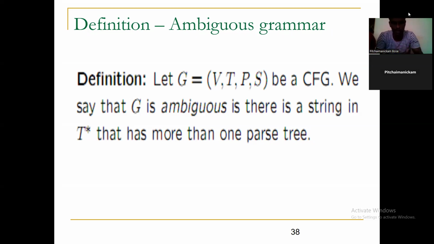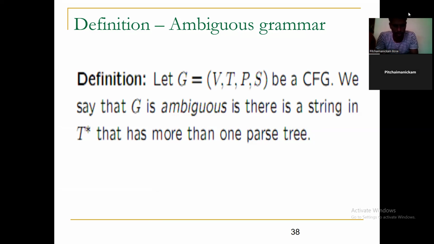So, what is meant by ambiguous grammar? That is the main intention of this. Today our objective is to discuss ambiguous grammar as well as unambiguous grammar, and how we are going to create them. This is one of the important parts of context-free grammar.